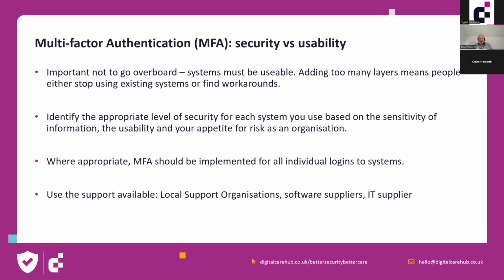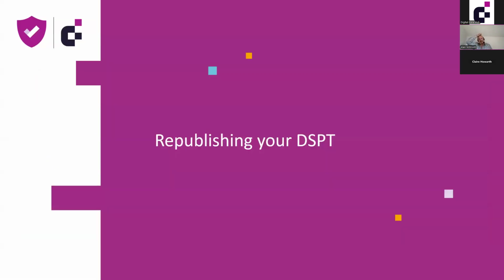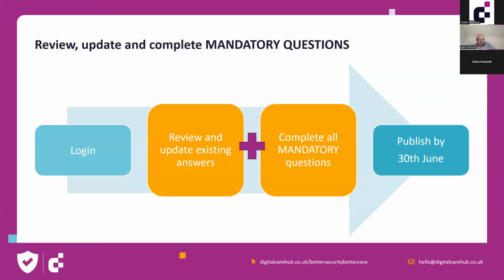So having reviewed the questions and responded, updated the questions as appropriate, you should be in a position then to be able to republish. So what do you need to do? How do you need to do it? So again, the process, fairly straightforward. Log in, review and update the existing answers, making sure that you completed all the mandatory questions, and publish by the 30th of June. So a quick run through how it works.